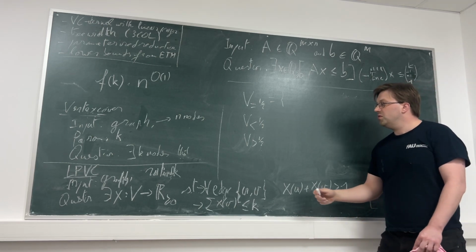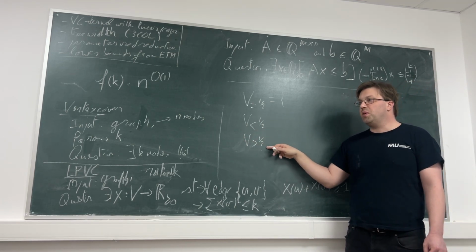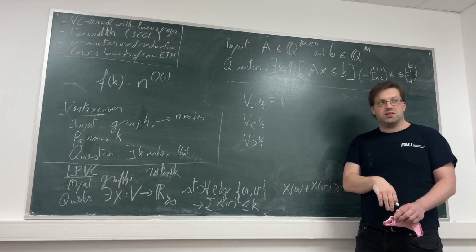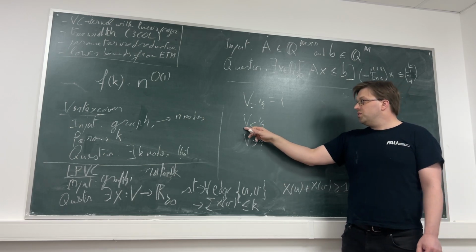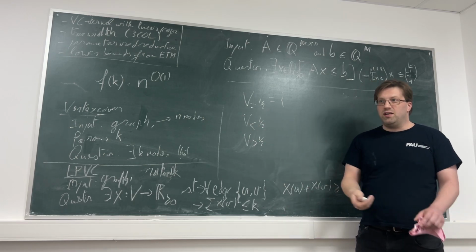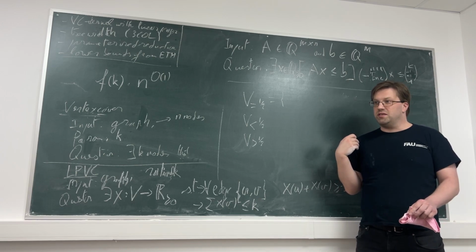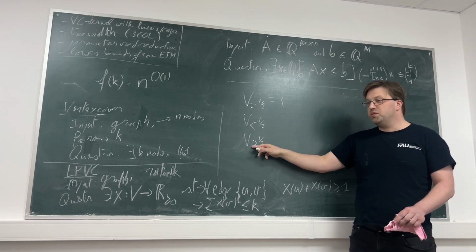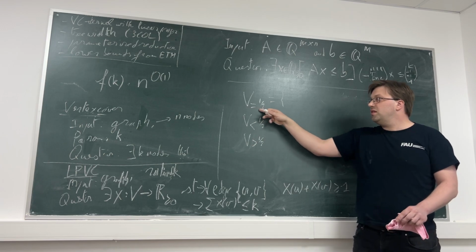And the plan is that all the nodes where it's strictly bigger than 1/2 we add to the vertex cover. The nodes where it's strictly smaller than 1/2 we remove from the vertex cover. So we get rid of both sets and we continue with this set.